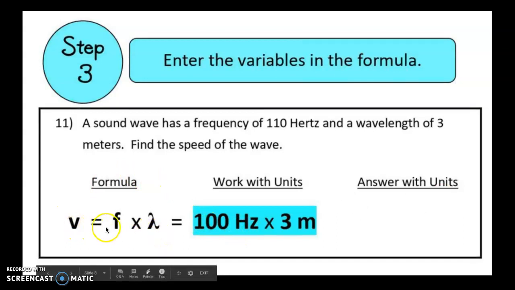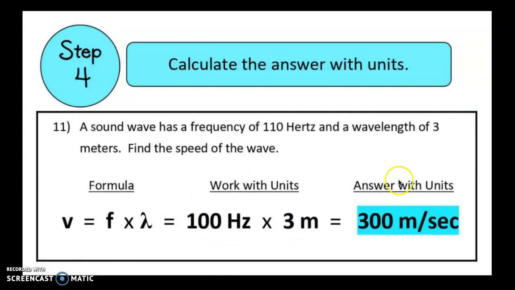I'm going to write that V equals F times lambda under formula, and then I'm going to fill in what I know. I know that V is going to equal frequency, which is 110 hertz, times lambda, which is 3 meters. So that's where I show my work and I include units. And then lastly, I'm going to calculate. So 110 times 3 gives me 330, and I know that I'm solving for speed. Speed is measured in the units of meters per second.